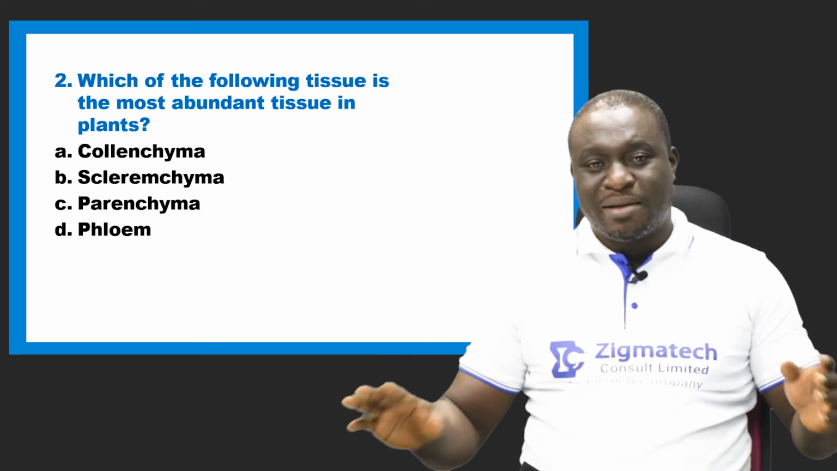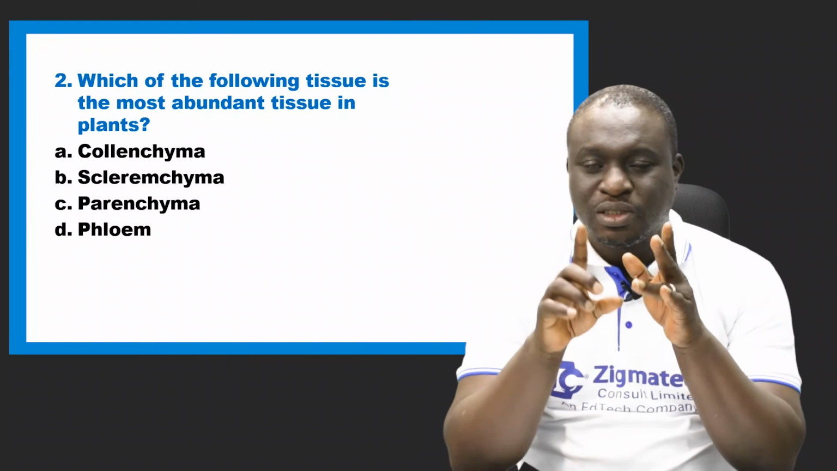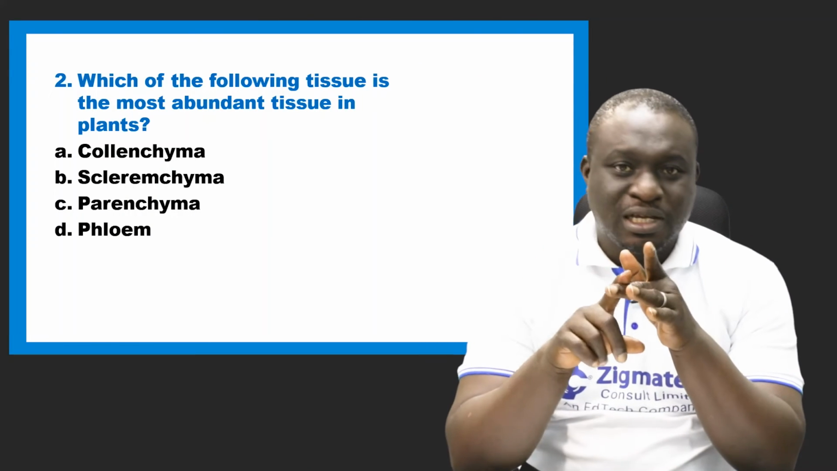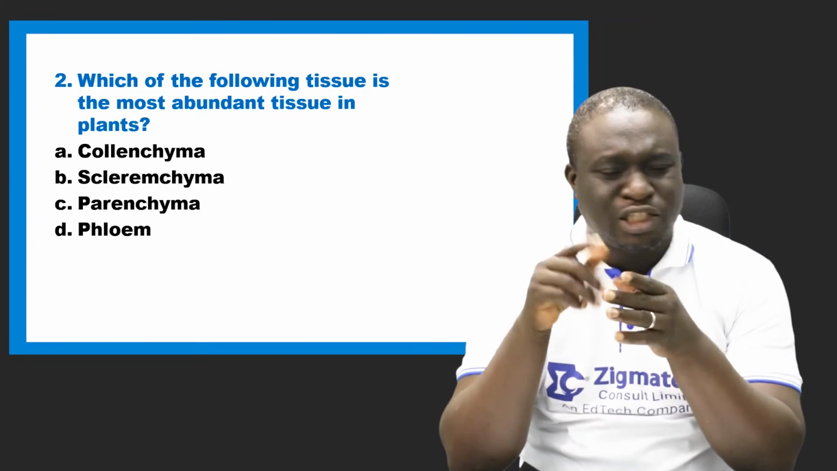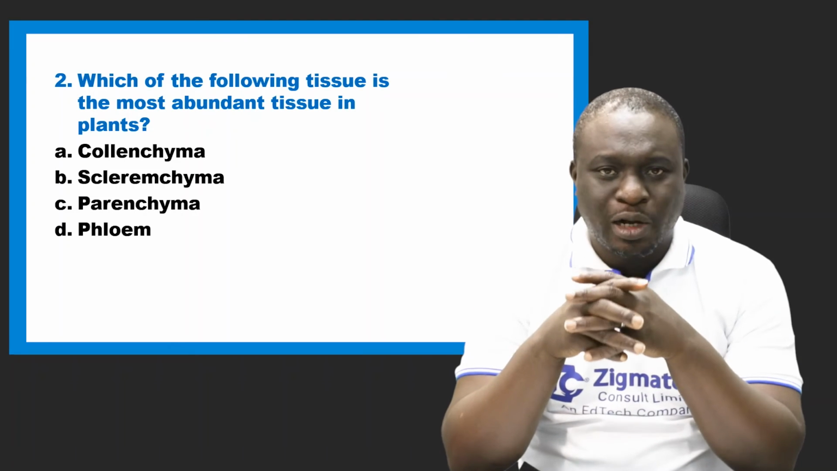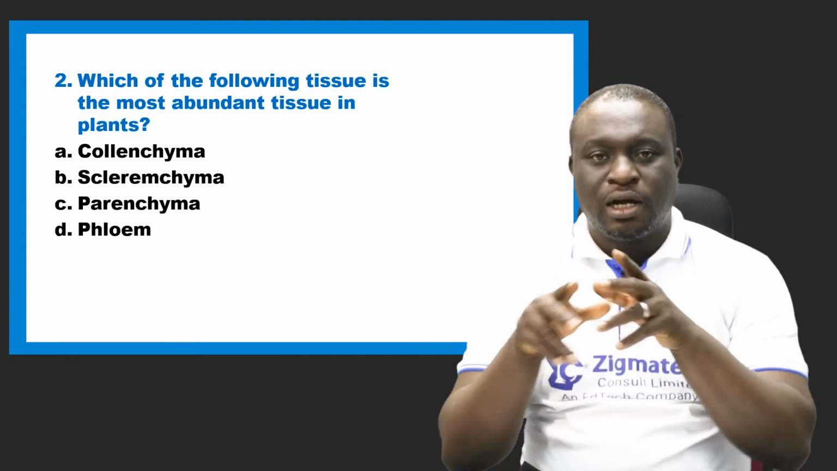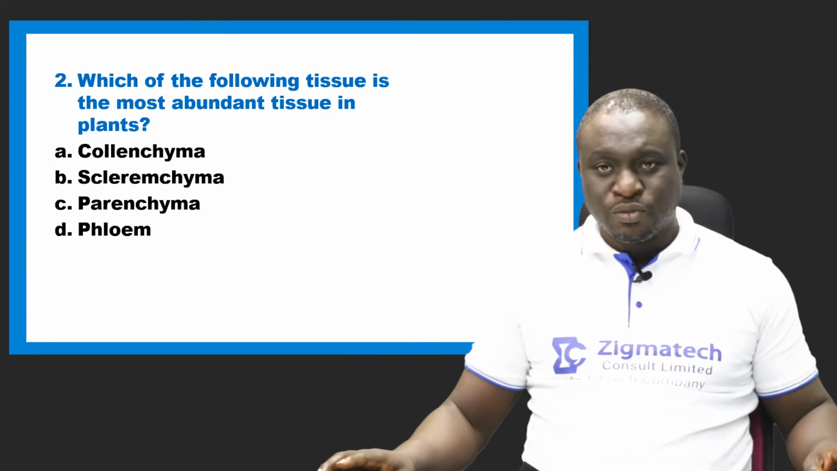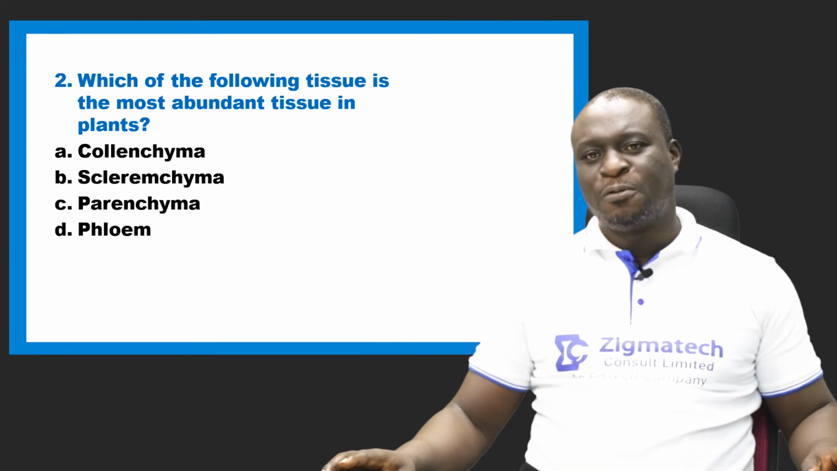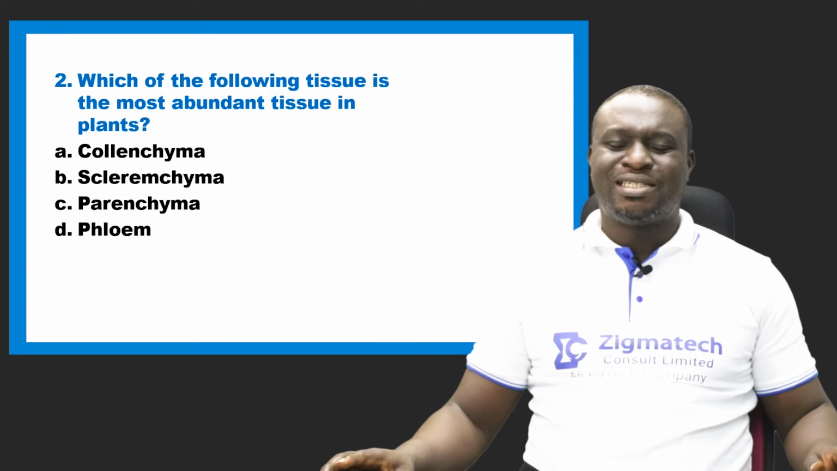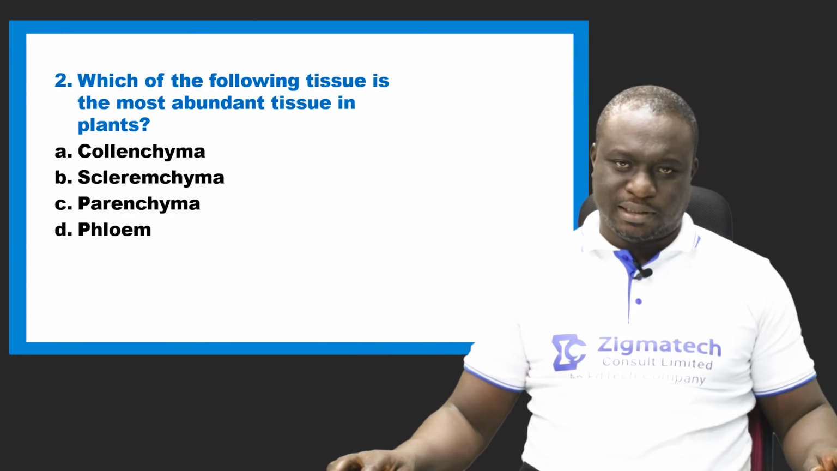Remember, we said that parenchyma can be located in the roots, in the stem, in the leaves, in phloem, in xylem, and so many other parts of the plant where we can locate or see the parenchyma cell tissue. So parenchyma tissue for now is the most abundant tissue in plants.